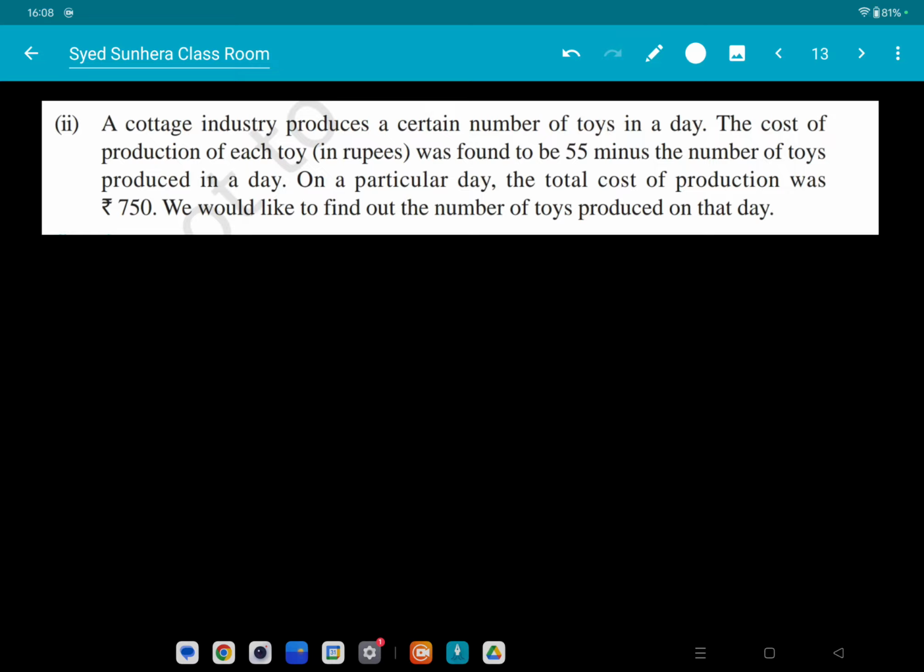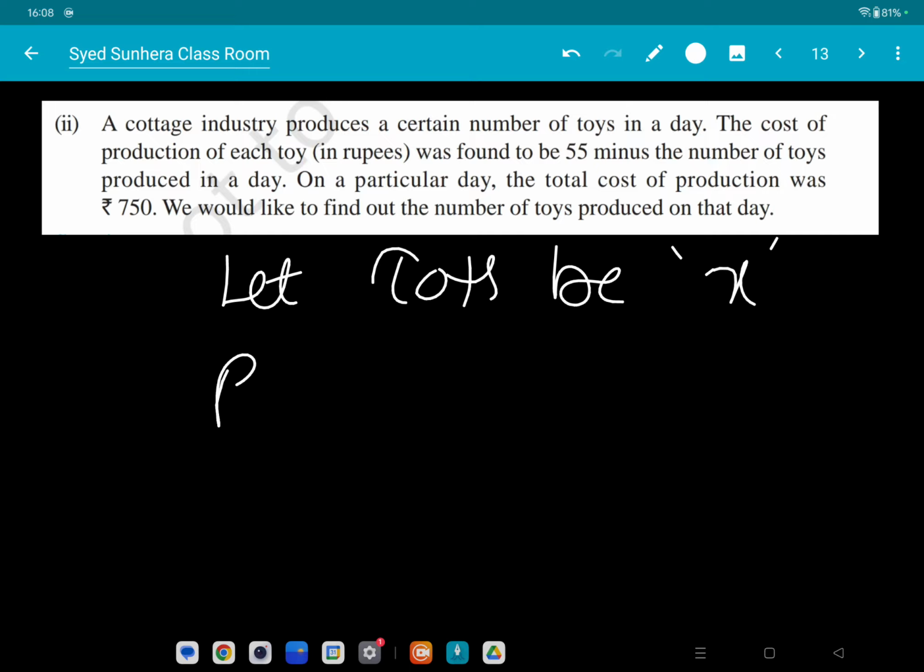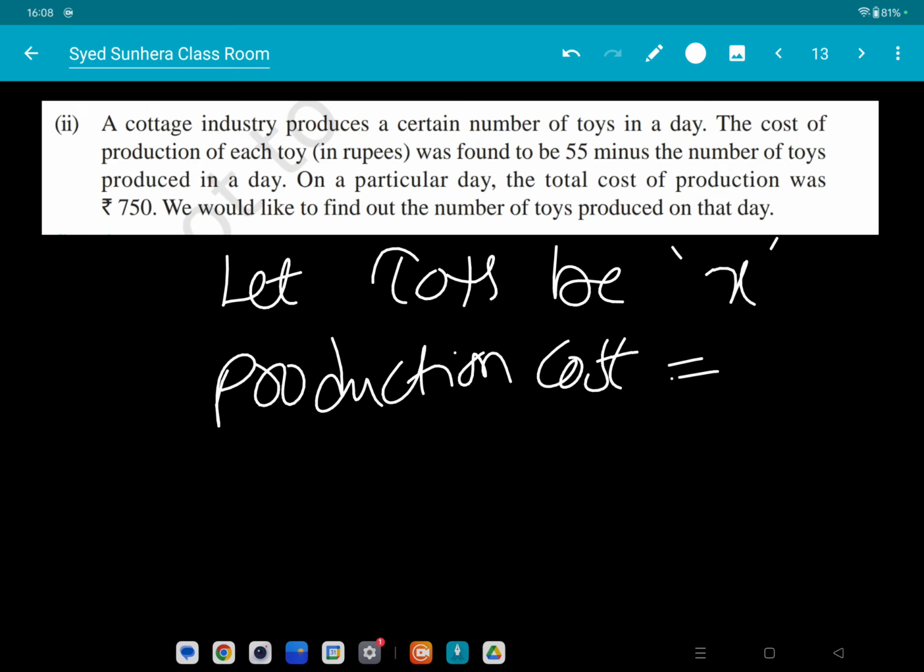So a cottage industry produces a certain number of toys. Let the toys be x on a particular day. So the cost of production of each toy was found to be 55 minus the number of toys, which means the total production cost in rupees is equal to 55 minus total toys. How many toys are there on that day? X. So it was already given 55 minus the number of toys produced in a day. So we will see 55 minus how many toys? X toys. So we will write production cost is equal to 55 minus x.